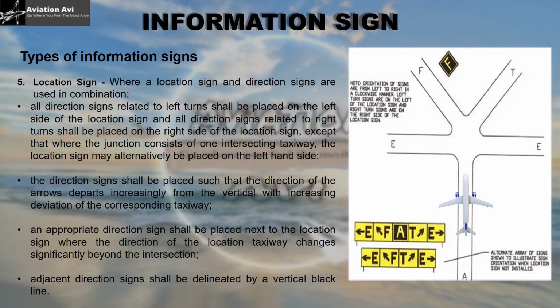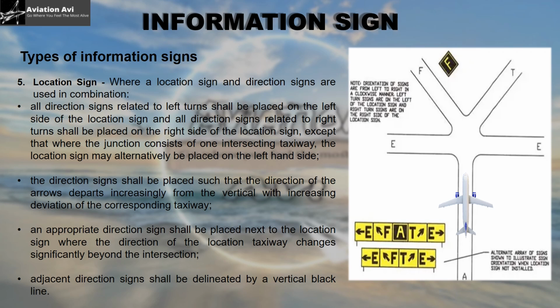The direction sign shall be placed such that the direction of the arrows departs increasingly from the vertical with increasing deviation from the corresponding taxiway, which means let us draw a straight line from taxiway Alpha. So the arrows that are present should indicate the increasing deviation from taxiway Alpha. So the first arrow should be for taxiway Tango, further moving on towards the right will be taxiway Echo. When we further move anti-clockwise, the first arrow should mention taxiway Foxtrot followed by taxiway Echo.